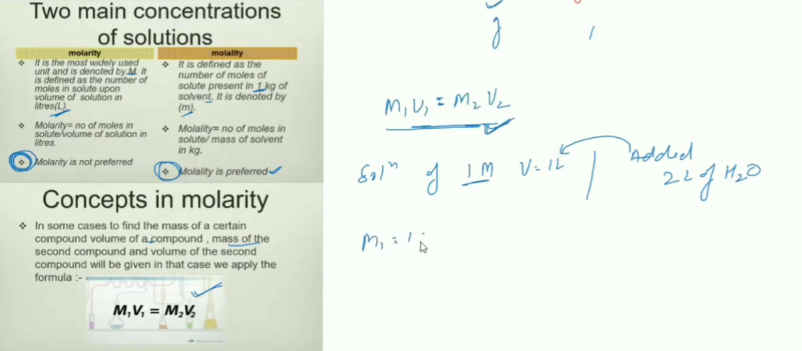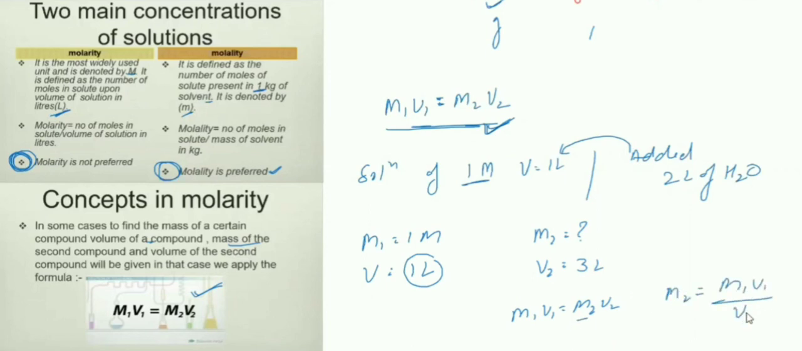That can be calculated by this formula very easily. Suppose we have M1 as 1 molar, V1 as 1 liter, initial 1 molar solution, volume 1 liter. After that, M2, that is unknown to us, and V2, volume. So initially it was 1 liter, but now we added 2 liters of water into it. So that means 2 plus 1, 3 liters. So you can have this formula M1 V1 is equal to M2 V2. Substitute all the values and we can have our second molarity, that is M2 is equal to M1 V1 upon V2. So it will be 1 by 3.